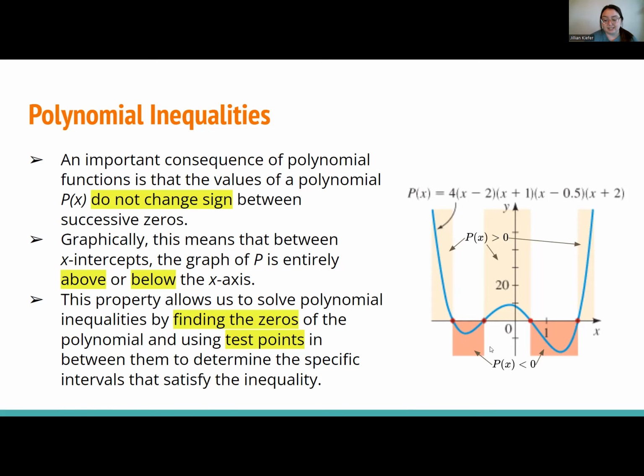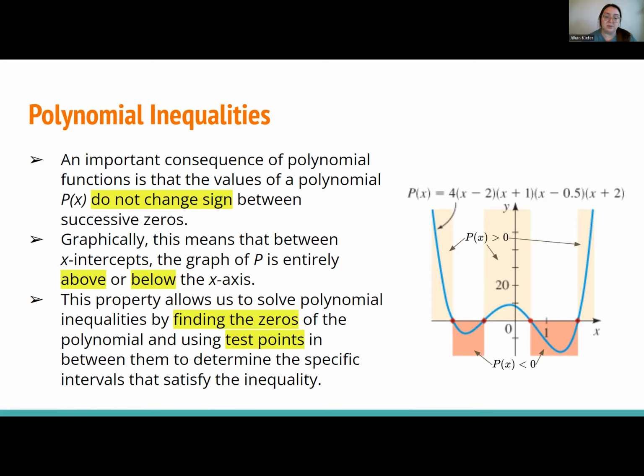And p of x would be less than 0 in the darker orange areas there as well, because it's below the x-axis. So if you want to know when a polynomial is greater than or equal to, less than or equal to, or just greater than or less than 0, which is the most common value you'll see, you want to know when it is going to be above or below the x-axis. That's really what you're asking for.